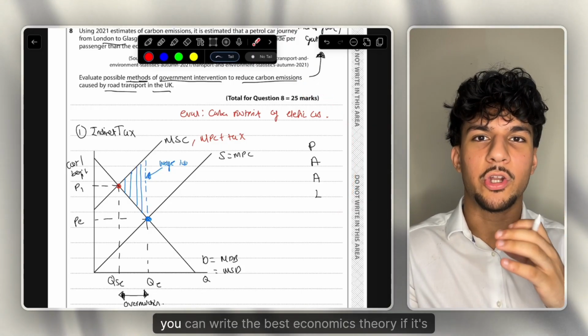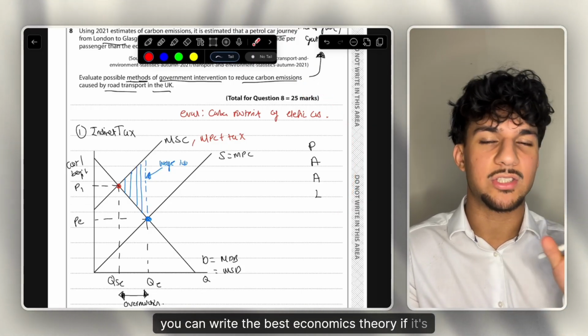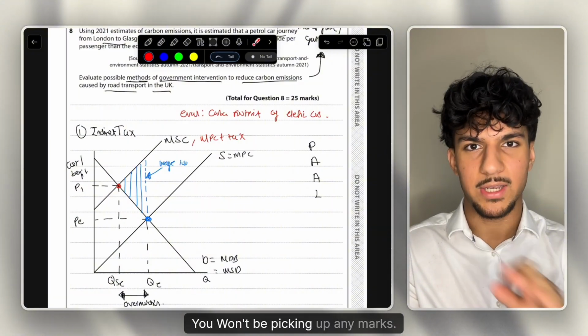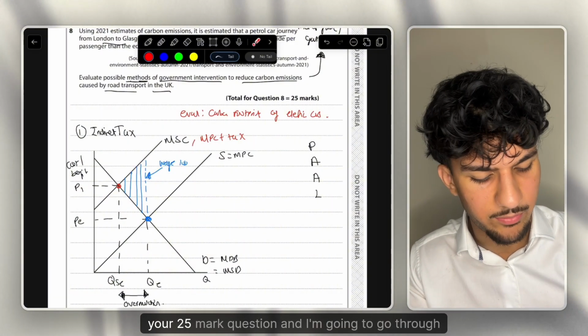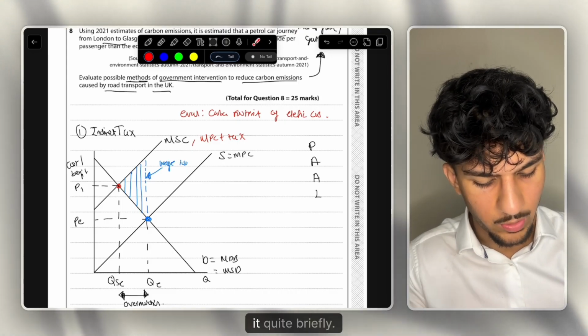Remember, you can write the best economics theory, if it's not to do with the question, you won't be picking up any marks. Okay, so moving on to the 9 marks of evaluation you have in your 25 mark question. I am going to go through it quite briefly.